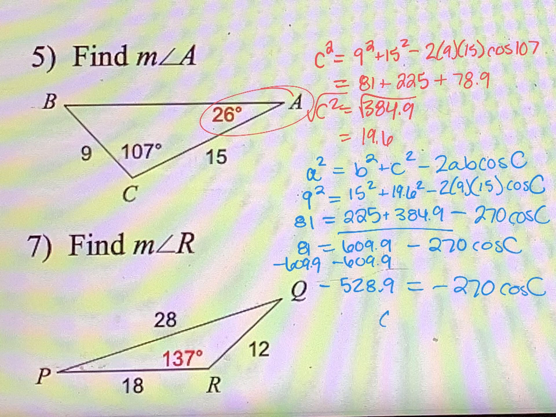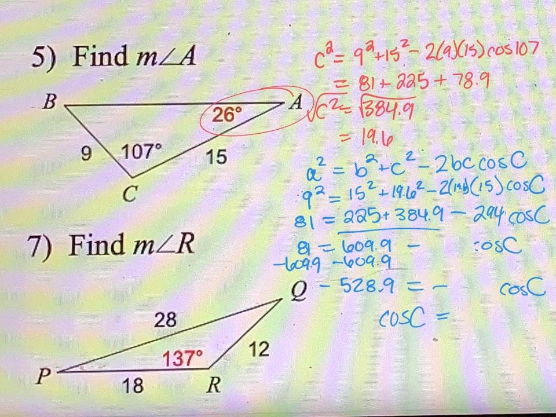So that means cosine of C. No, what's wrong? That's not going to work. So that's going to be 294. Which means it's also 294 there. That still isn't going to work.